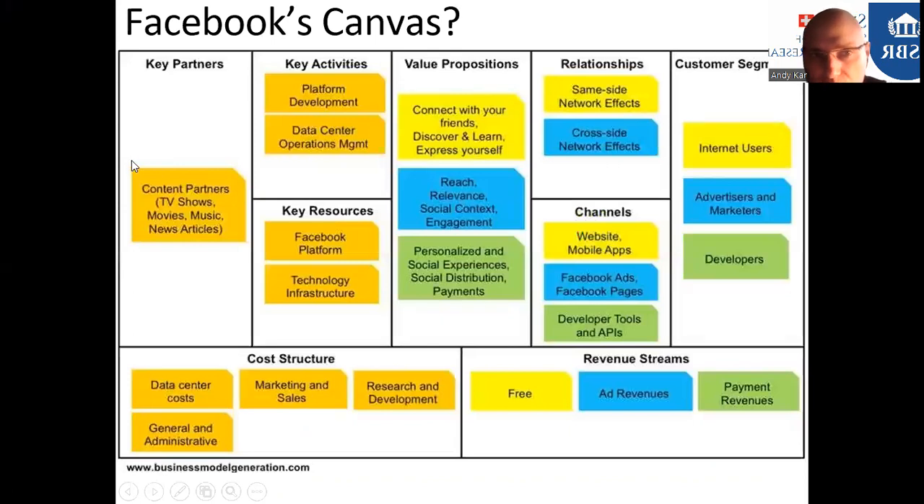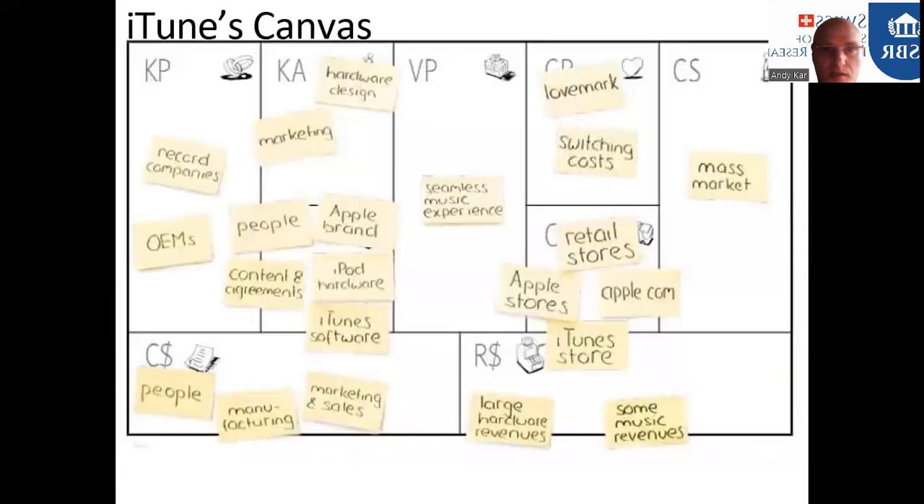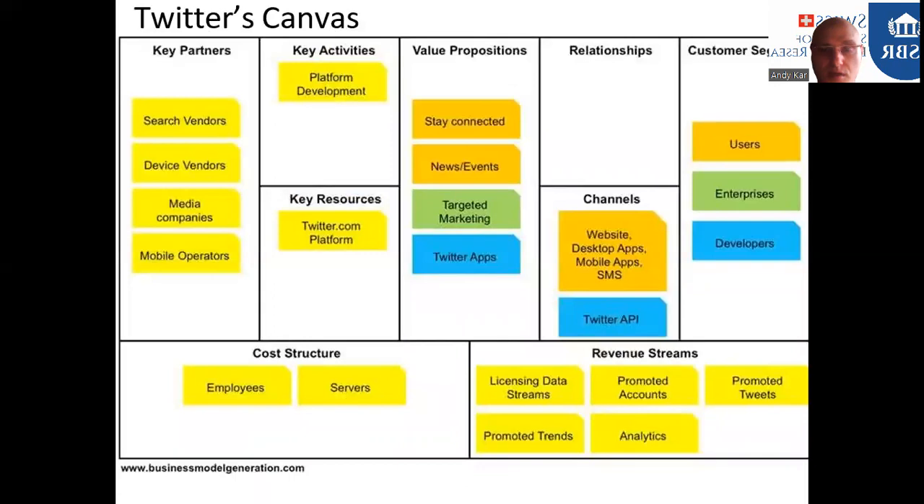Here we have the Facebook canvas, the same thing. Key partners: content partners, TV shows, movies, music, news articles, etc. Key activities: platform development, data center operations. Each time we find something new or an interesting idea or an innovation that we want to put in our business model, we put it here in the canvas, and then we discuss it with the team in order to find out if it is feasible, if by adding this or changing our business model in that way, we can increase its efficiency. Here we can see the iTunes canvas, the Twitter canvas.